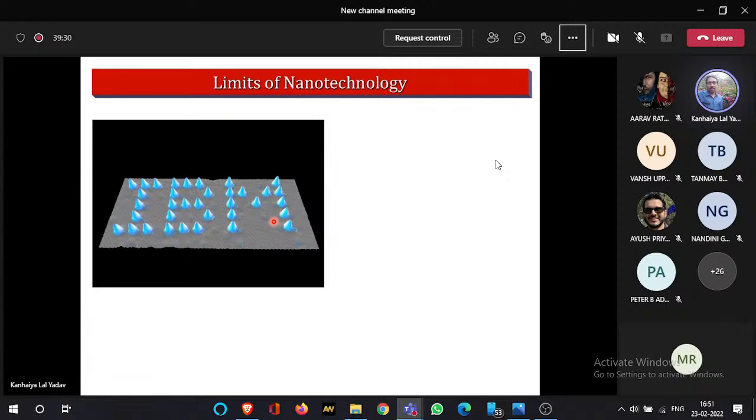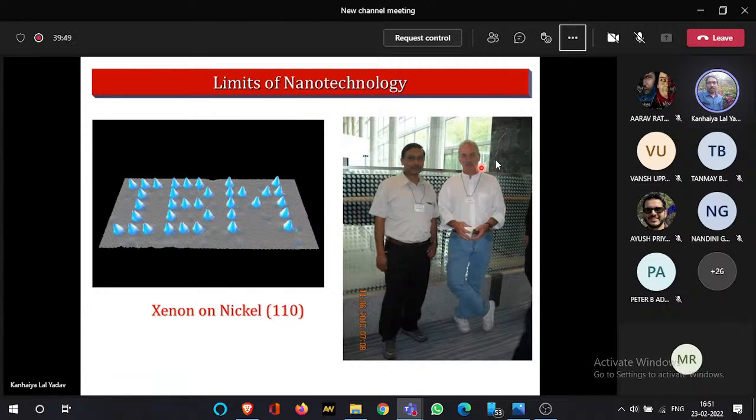Okay, so what are the limits of nanotechnology? This is xenon atoms on a nickel 110 plane. This is the nickel 110 plane on which xenon atoms are placed in the form of IBM. This was done by IBM scientist Don Eigler in 1986 or 1996, something, I'm not sure exactly which year, because STM and other things were developed by that time.